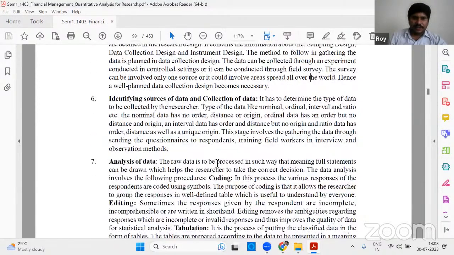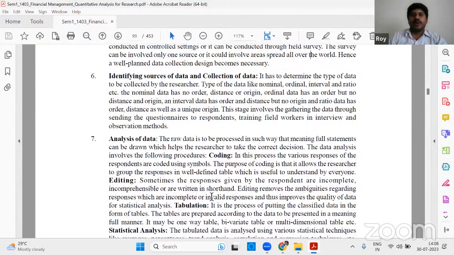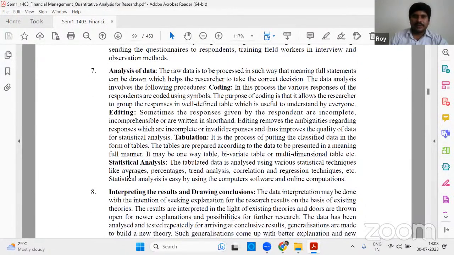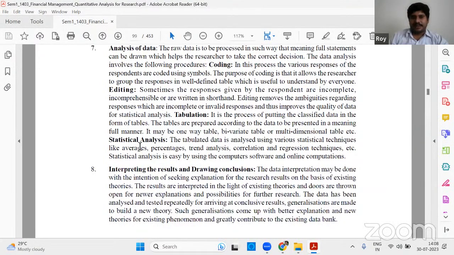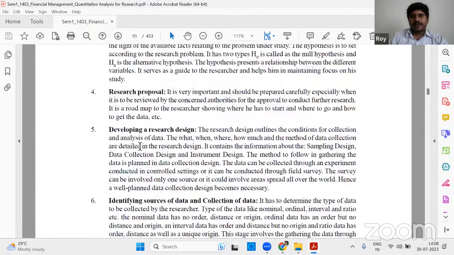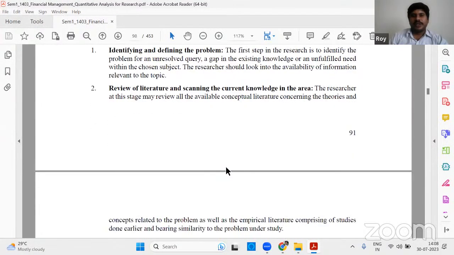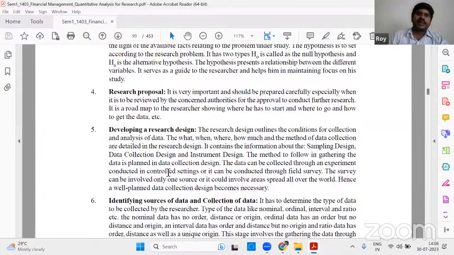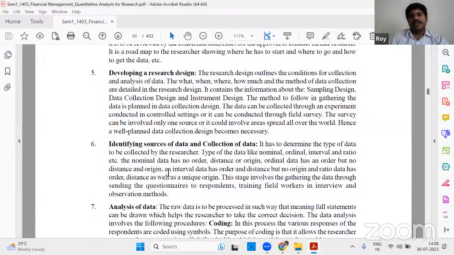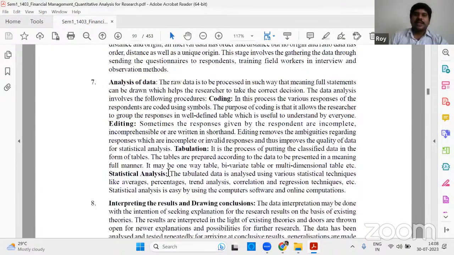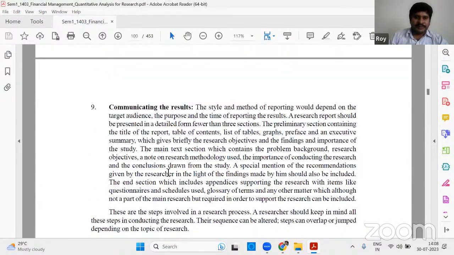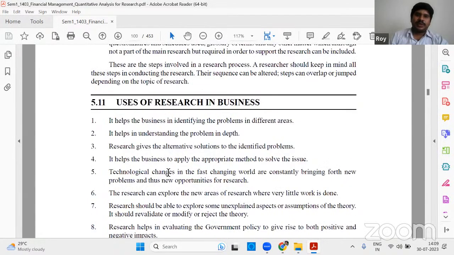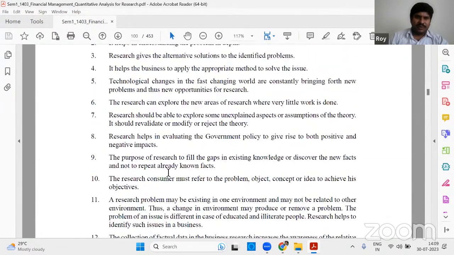Identifying the sources of data and collection of data. Next one is analyzing: coding, editing, tabulating, and statistical analysis are included in the analysis of the data. Next one is interpreting the results. In other words, the first one, identify the problem. Next, review the literature of research, formulate the hypothesis, create a research proposal, develop a research design, identify sources of data and collect the data, analyze the data, interpret the results and draw conclusions, and communicating the results is also very important.